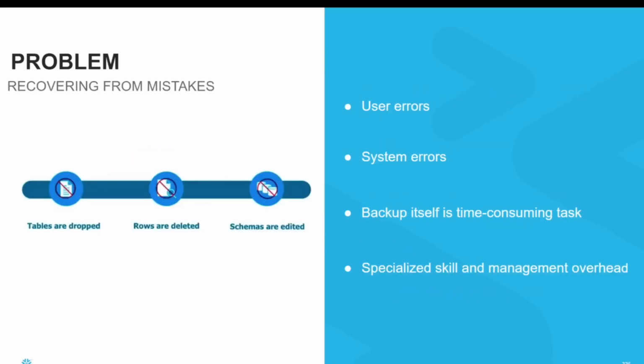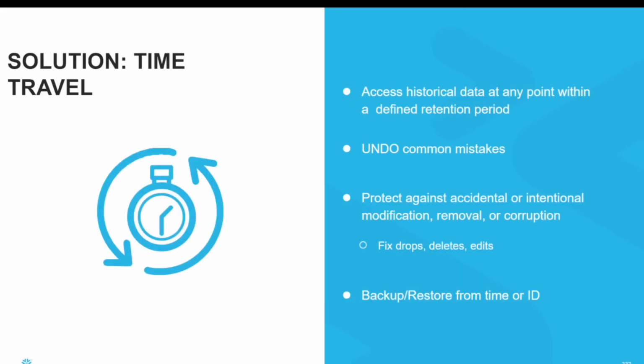Now, how do we solve these problems in Snowflake? Snowflake has given a solution which we call time travel. As the word means, you go to a certain point in time to fetch something out of the databases, right? Time travel can access historical data at any point within a defined retention period. As we discussed in the previous videos, there is a retention concept in Snowflake which is applicable to all the database objects inside Snowflake, right?